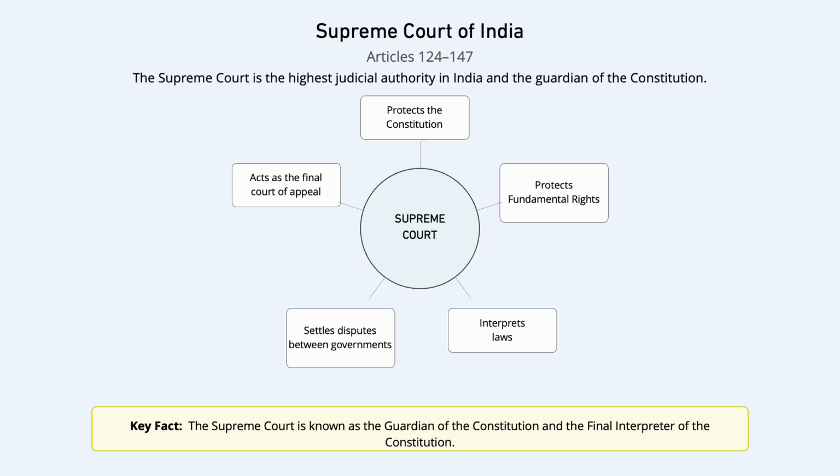Who is known as the final interpreter of the Indian Constitution? This question was asked in a previous exam, not NPSC. I think it was APSC, Assam Public Service Commission. Which of the following is known as the final interpreter of the Constitution? Please don't write Indian Parliament or the Indian government. The answer is Supreme Court.